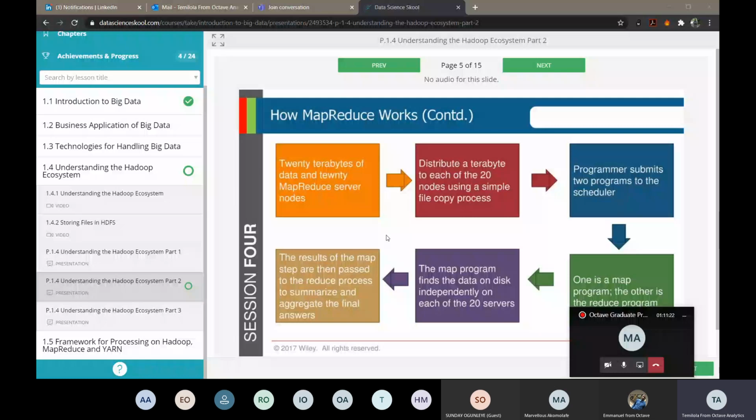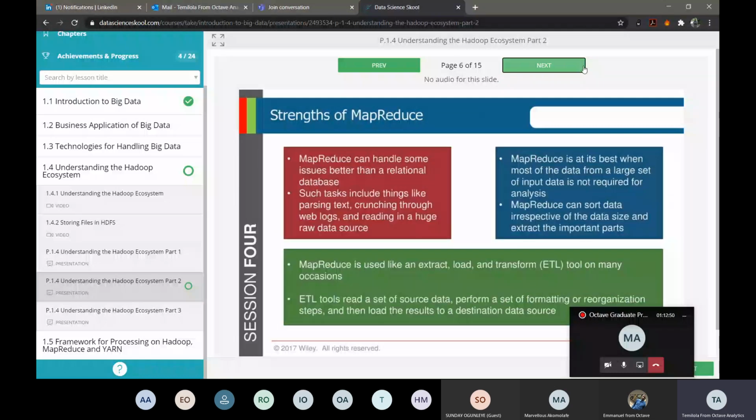Okay, so what are the strengths of MapReduce? MapReduce can handle some issues better than a relational database. Like I told you, relational databases have their flaws in handling unstructured and semi-structured data. But with MapReduce, you can analyze and gain business insights from real-time data that is streaming at a very high velocity. Maybe you're talking of tweets coming from different Twitter accounts, from a particular trend.